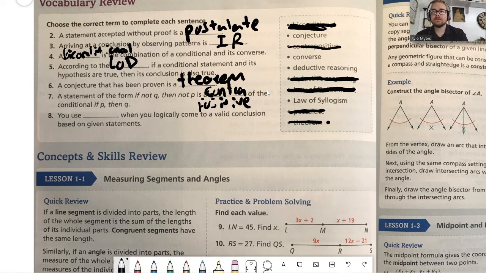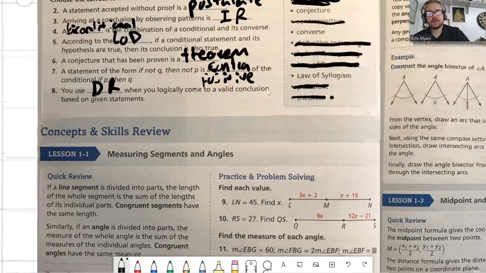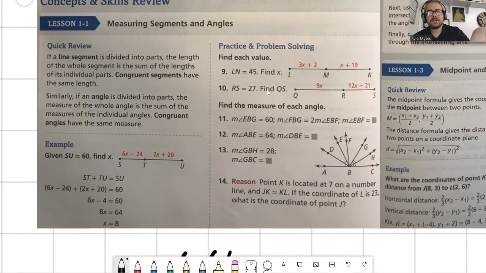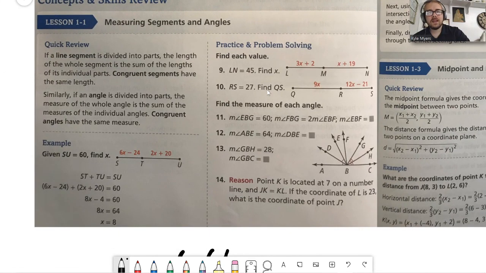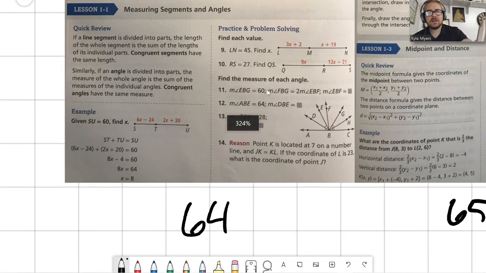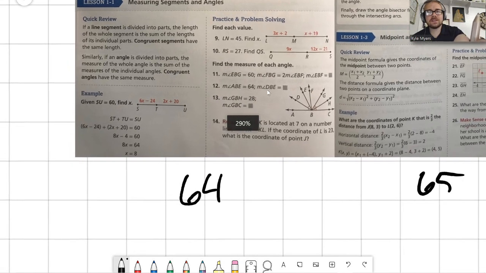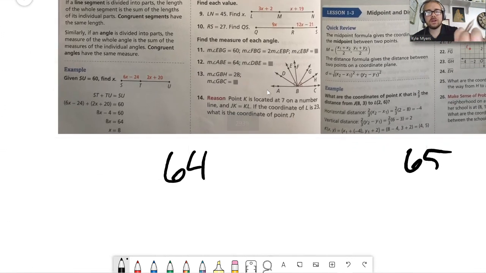Contrapositive. You use blank when you logically come to a valid conclusion based on given statements. Deductive reasoning. And there we go. So I'm going to move down to the next section here, and I'm going to zoom out just a little bit because I'm going to need the space below to solve 9, 10, 11, and so on. This is still page 64.